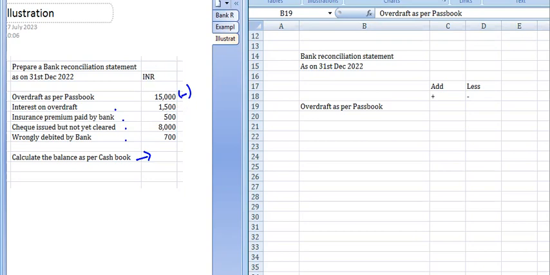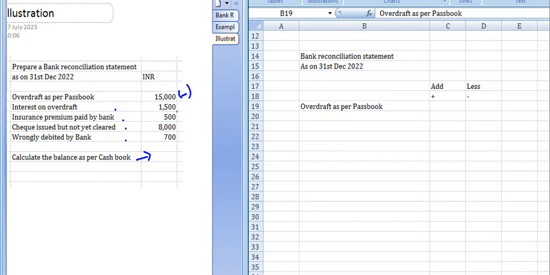Moving on to the first, interest on overdraft. So what would be the nature of this transaction? Interest on overdraft would be available only to the bank staff, right? So the accountant would not be aware. So this is a transaction which we need to account for in the books of accounts. We need to consider it in order to arrive at the cash book balance.